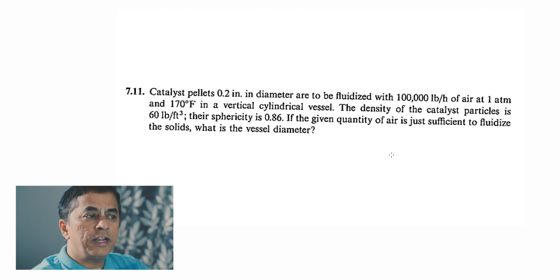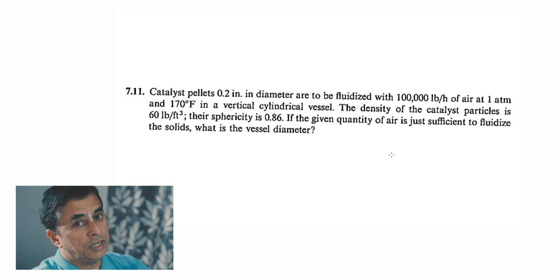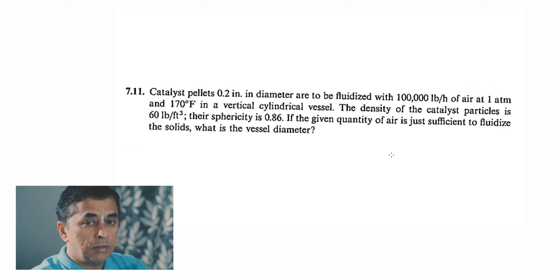If the given quantity of air is just sufficient to fluidize, then only it is called as minimum fluidization velocity. What will be the vessel diameter? And in this problem we have the vessel whose diameter has to be found by us, and then it is full of some catalyst particles whose sizes are 0.2 inches.